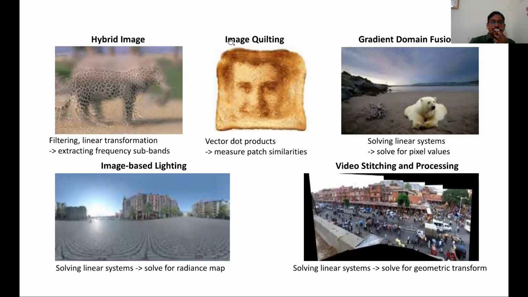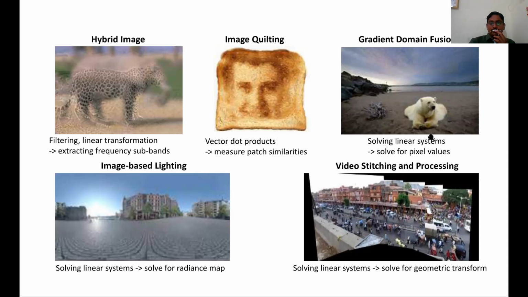Another important feature is image quilting. Quilting means, suppose your image is damaged somewhere, we can look at how the image should look. You can use the vector dot product, that means you are measuring patch similarities. Suppose somewhere there is a gap, and in that area you can see the patch similarities. We can do this using image quilting, but the theory behind it is just vector dot products. For the hybrid image, the theory behind it is that you are applying some linear transformations.